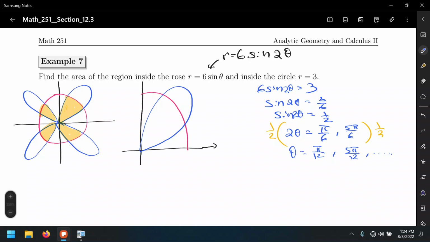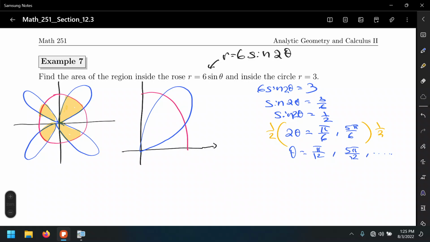And of course, these are periodic functions. We can have many more solutions. These solutions are going to be the ones in the second quadrant, and then in the third quadrant, etc., etc. So we're going to have infinitely many solutions due to the periodicity of these functions. But in this case, since we are only interested in the values in the first quadrant, we only want this area right here.